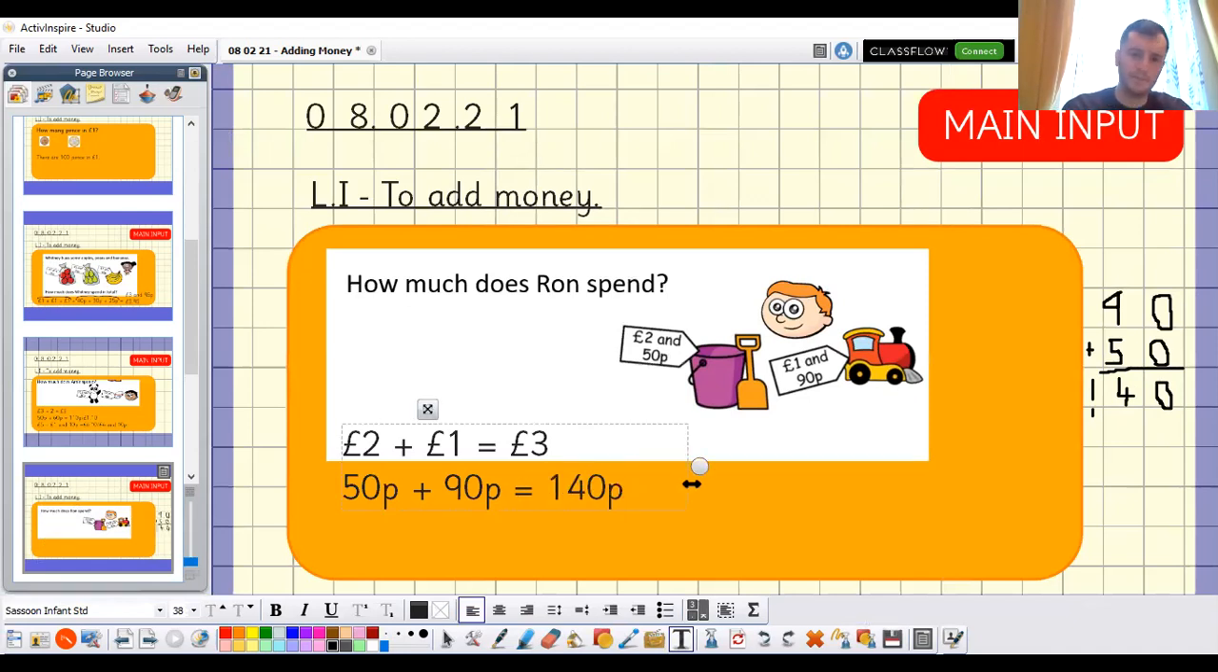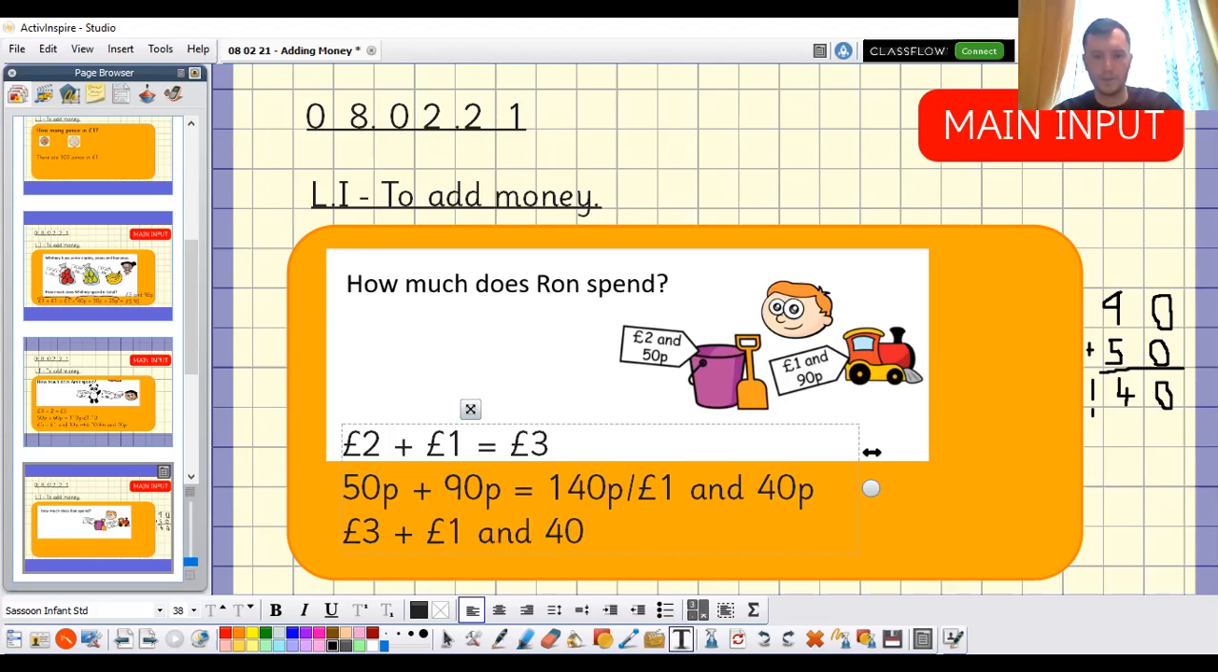But once again, there's 100 pence in £1, so that's greater than £1. That's the same as £1 and 40 pence. And again, I now need to add £3 plus £1 and 40 pence. £3 plus £1 is £4 plus the 40 pence. It's going to be £4 and 40 pence.